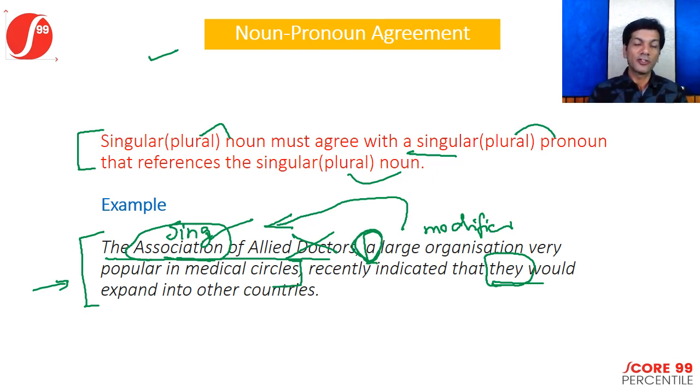the noun, which is the association. Since association is singular, the pronoun here should be "it" and not "they." So the correction to this sentence would be to rewrite "they" with "it." That makes this sentence grammatically correct. So this is a simple example of what is known as the noun pronoun agreement.